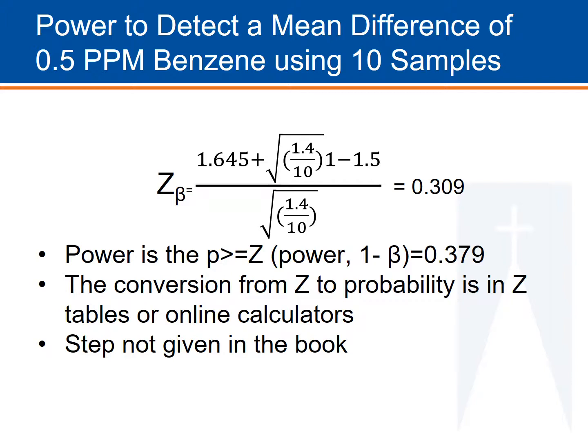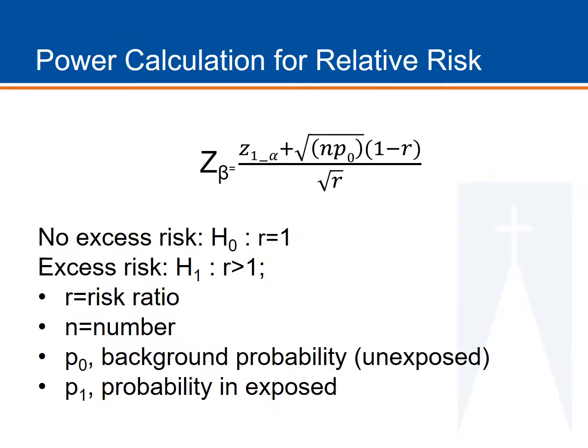And if you want to double check that conversion from the z to probability, go online for the z tables or online calculators. That step is actually not given in the book. You can also do a power calculation for a relative risk. So here's the formula for a relative risk.